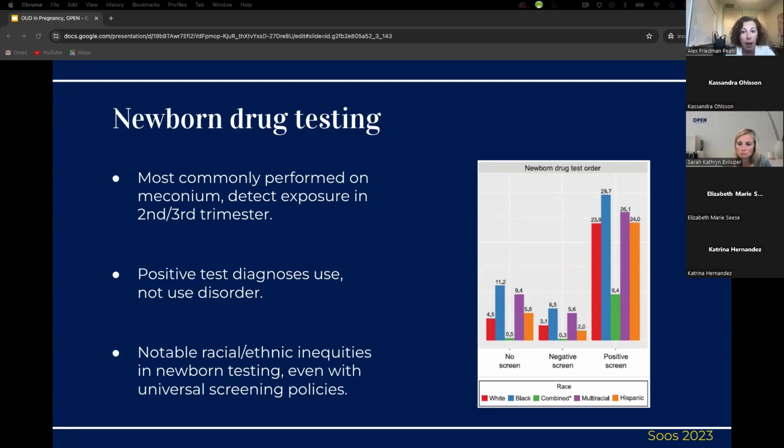Specifically, infants of Black patients were more likely to receive meconium screening across all categories of screens in pregnancy. So, whether moms tested positive, negative, or received no testing at all, Black patients were more likely to have meconium screens. This reflects really important systemic bias in our system that we must address, both to improve substance use treatment, but also to reduce the inequitable implementation of policies that really negatively impact birthing people and their families.